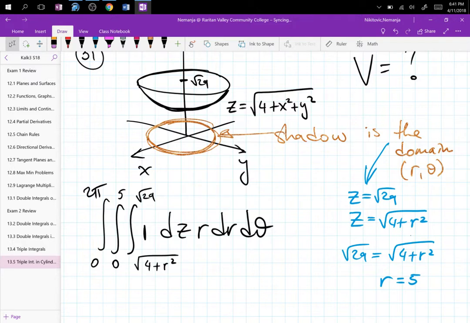So I have a top and a bottom function, and it's always like that. That's easy, right? And now we need the domain. Your domain is dr, d theta, and you need the domain limits. In order to get domain limits, you have to have the shadow of the domain.